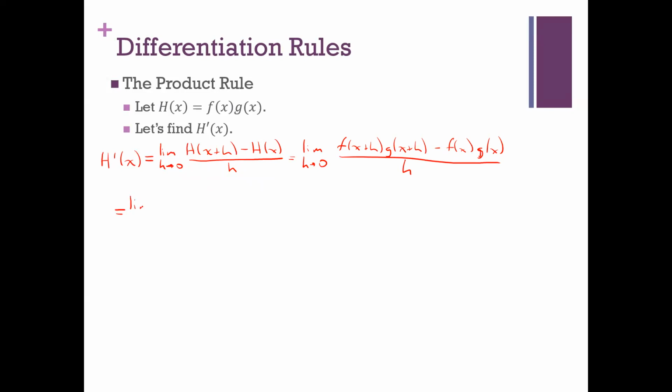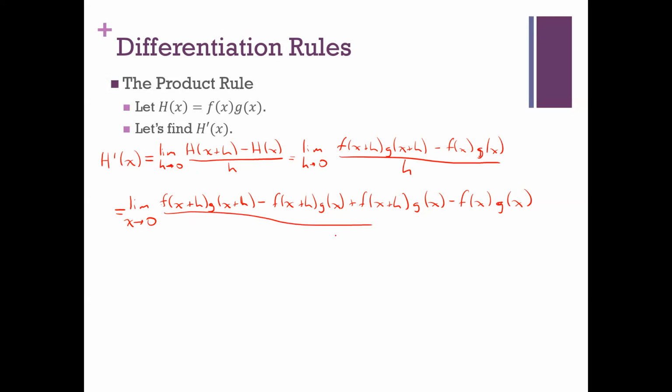So what I'm going to do is bring in this kind of weird thing that might not make any sense at first, but it will. F of X plus H times G of X plus H, minus F of X plus H, G of X, plus F of X plus H, G of X, minus F of X, G of X. And I will pause there. Try so badly to draw a straight line. Good enough.